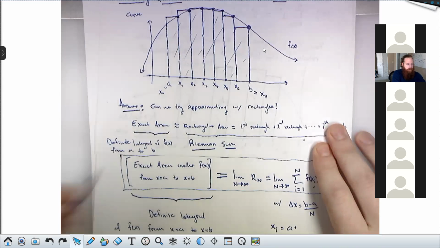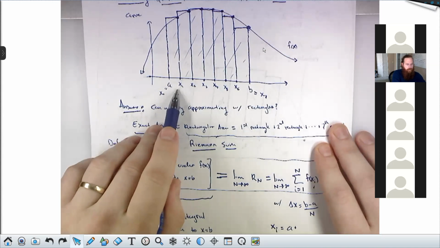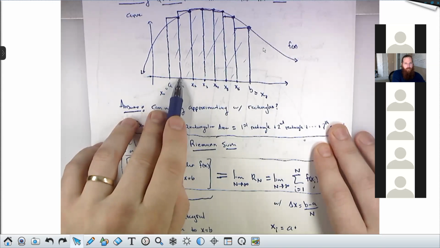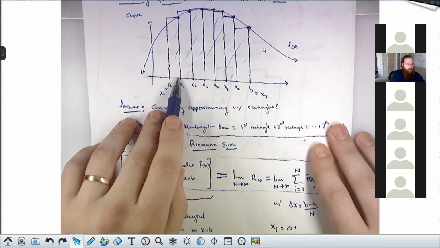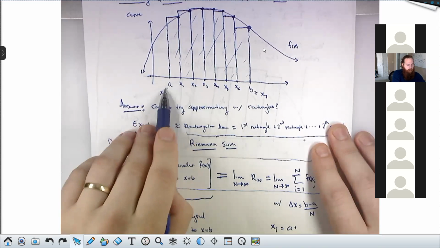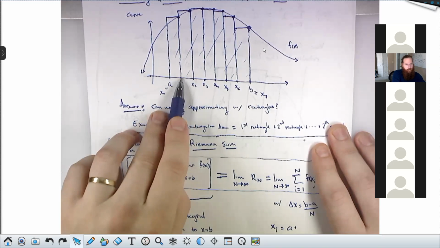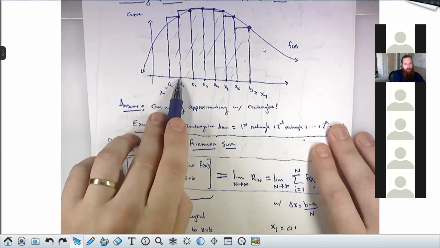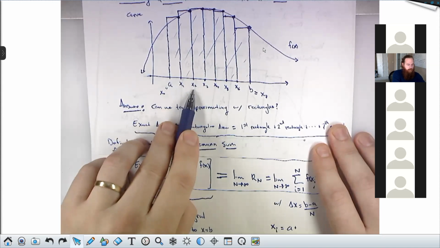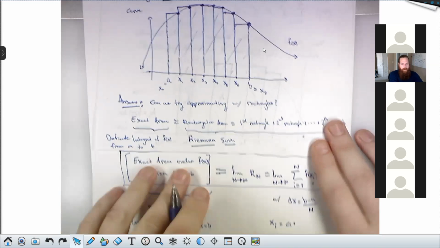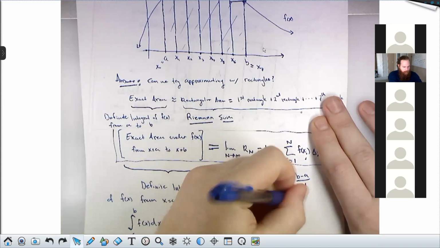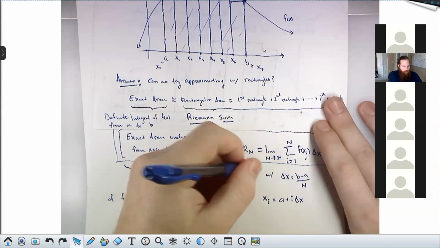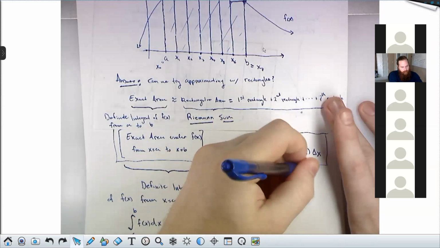x0 is a, x1 is a plus one of these widths. That's a plus one copy of delta x. x2 is a plus 2 of these widths. So x2 is a plus 1 delta x plus 1 delta x, which is a plus 2 delta x. And in general, xi is a plus i copies of delta x. So you need this in your definition there as well.